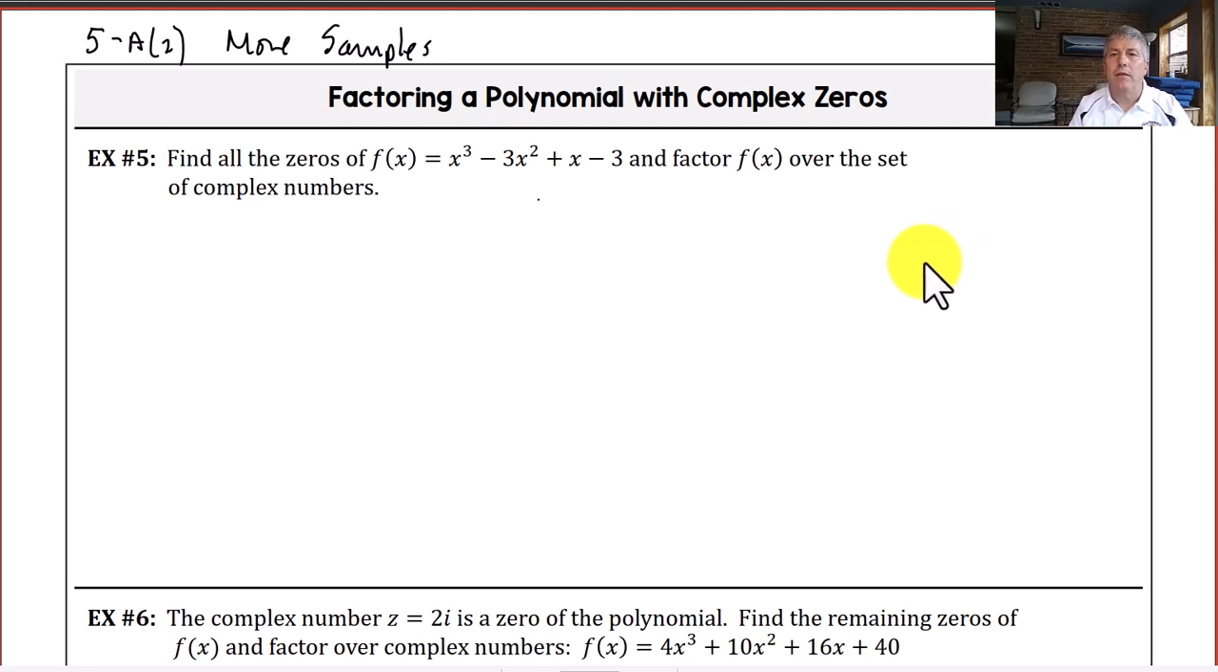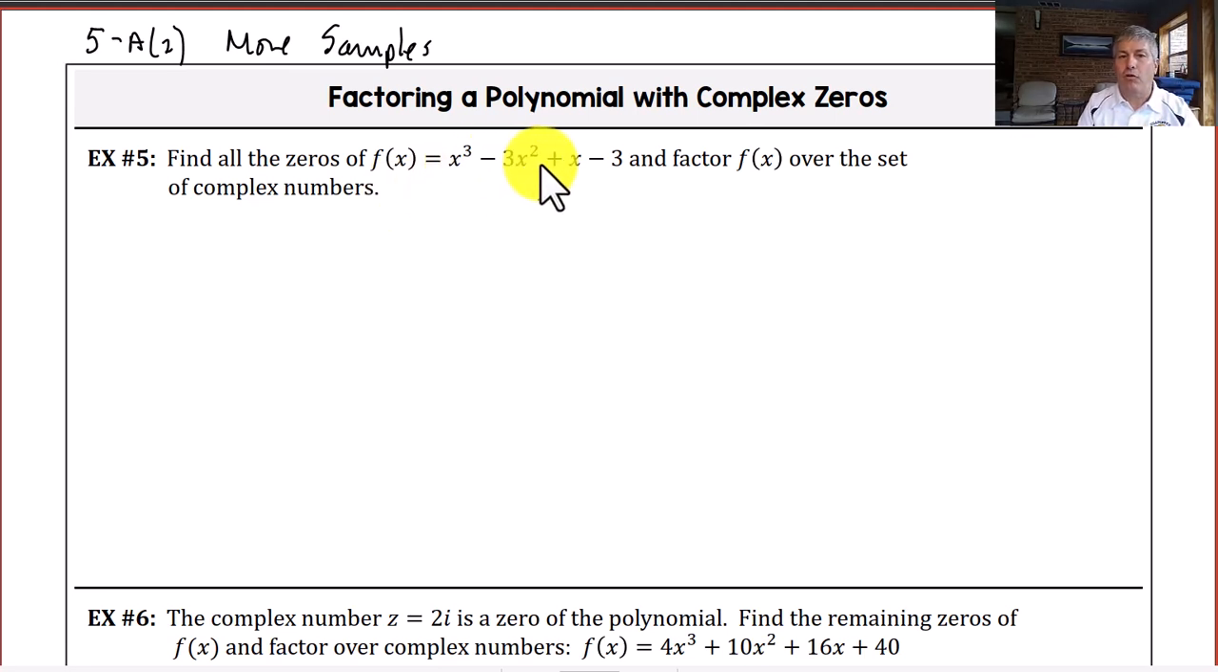Welcome back. The objectives of this video are to complete more sample problems finding the complex zeros of polynomial functions. So here in example 5, we've got this function x cubed minus 3x squared plus x minus 3, and they ask us to factor this over the set of complex numbers and find all the zeros. So let's go ahead and factor this first.